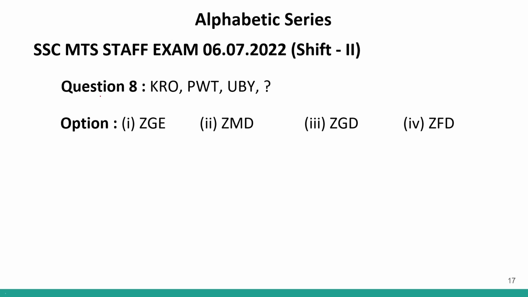Now, looking at question number 8. Question number 8, again, let us do the same way. First, I'm looking at K, P and U. K is 11, P is 16. U is how much? U is 21. So from 11 to 16, we have plus 5. Correct? From P to U, we have plus 5. 16 to 21 is plus 5. Now, I will move forward plus 5. So I'll get Z, which is the 26th position. So the first alphabet will be Z.